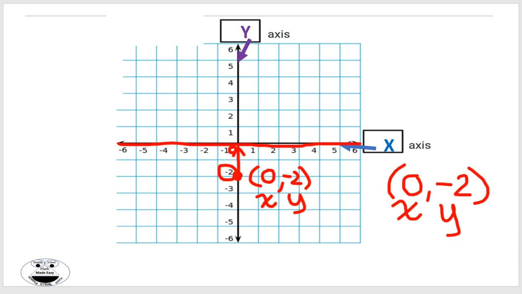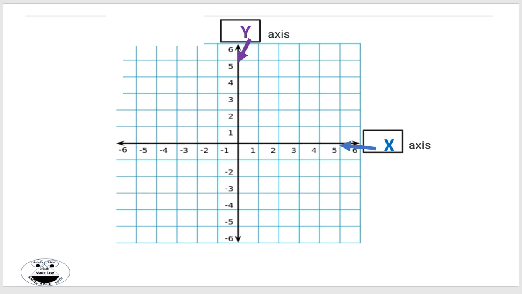So hopefully you'll understand the pattern. And now let's look at a point that is on the x-axis. So let's choose this point right here. So again, we're going to use the same strategy.